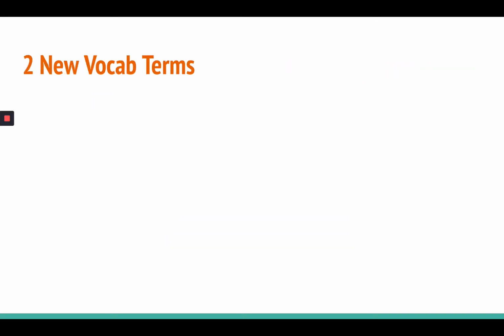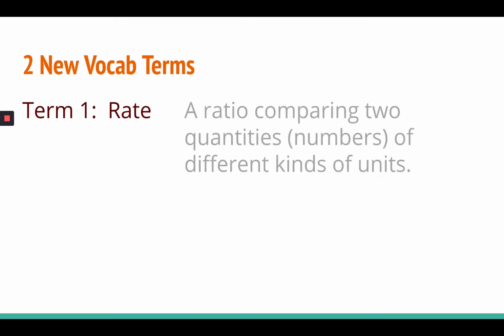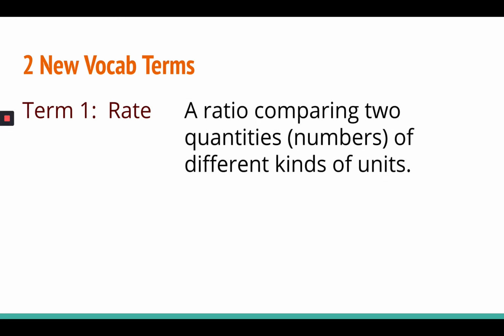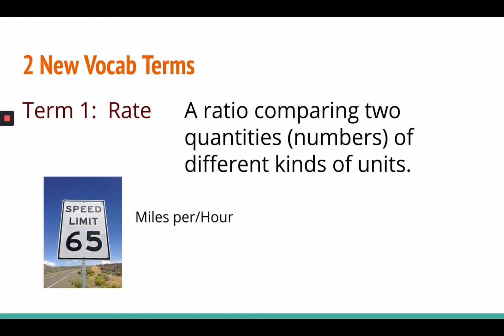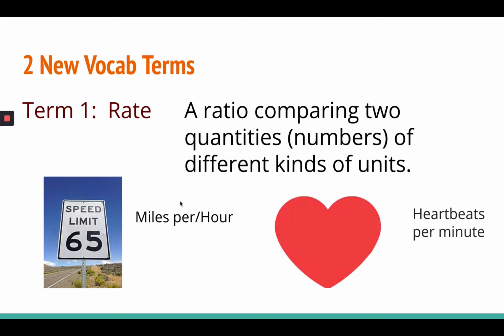All right, let's start. So there's 2 new vocab terms that you need to know for this assignment. The first one is a rate. And a rate is a ratio that compares 2 quantities or numbers of different kinds of units. Might sound more complicated than it is. So familiar rates that you already know are miles per hour. Please note, miles is 1 unit, hour is a different unit. So it's distance per time. Or heartbeats per minute. So that's 2 different units, heartbeats in one case and minute in the other.